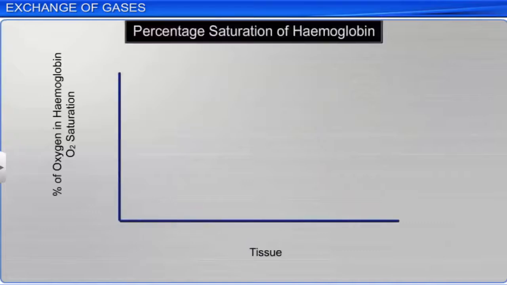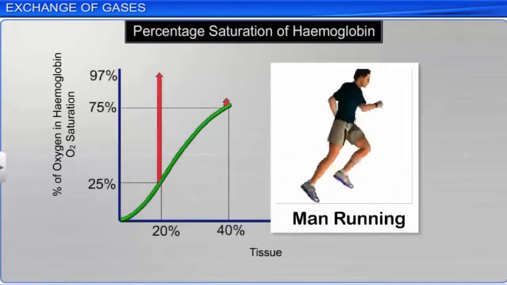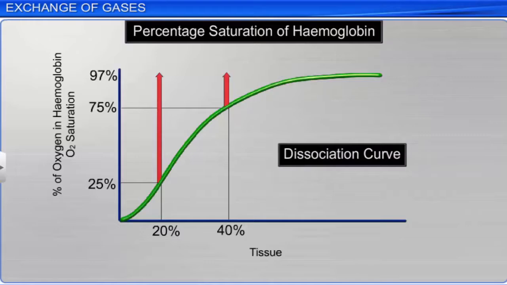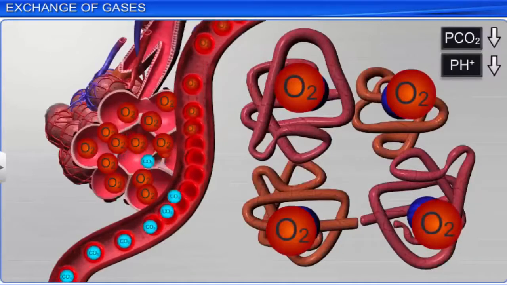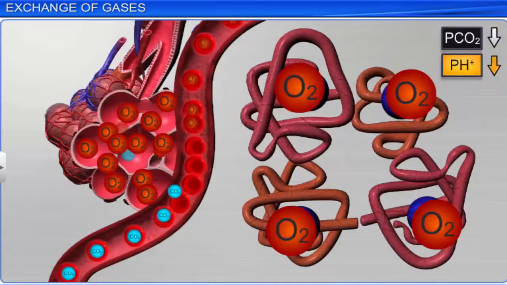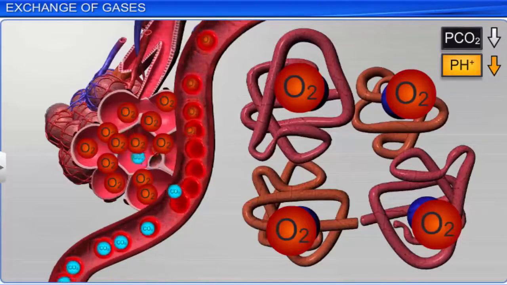The percentage saturation of hemoglobin with oxygen, if plotted against the partial pressure of oxygen, results in a sigmoid curve called the oxygen dissociation curve. This curve is used to study the effect of factors such as partial pressure of carbon dioxide and hydrogen ion concentration on the binding of oxygen with hemoglobin.